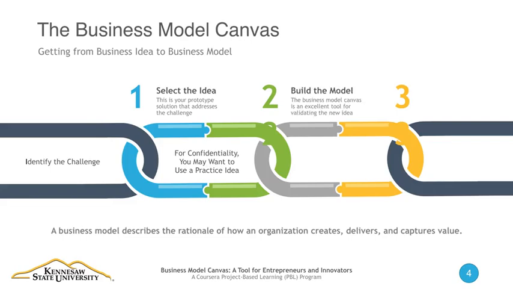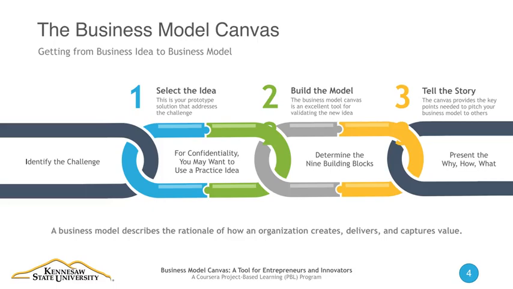In step 2, together we'll build the model, using the Business Model Canvas and its 9 building blocks as our guide. As mentioned earlier, this is your primary project deliverable. Lastly, in step 3, we'll use the Business Model Canvas to tell the story of why our idea is important, how the idea will be implemented, and what resources we'll need to transform our new idea into a profitable business.